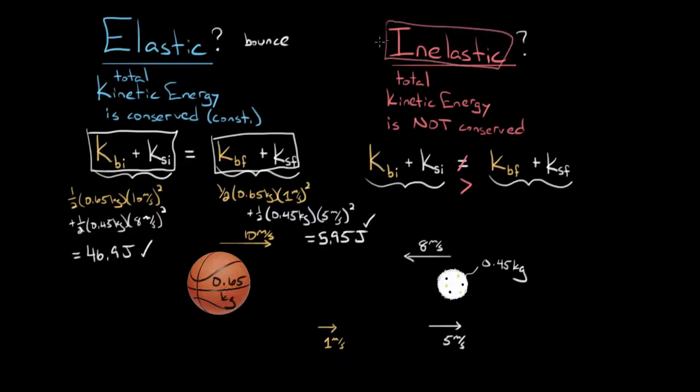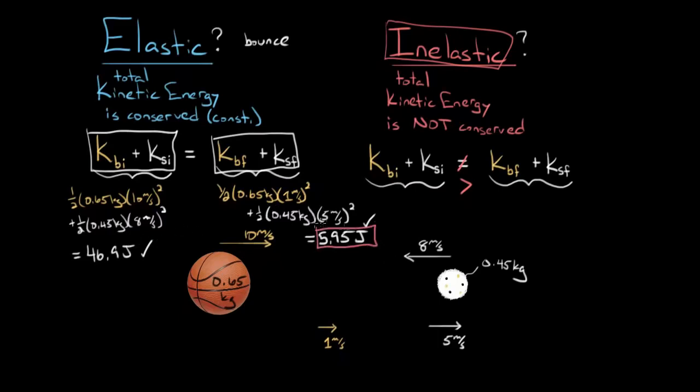But if you're clever, you can just look at the numbers here. You didn't actually have to go through all this work. You could just say, hey, the basketball started with 10 meters per second. It ends with 1 meter per second. It's definitely got less kinetic energy than it did before. And this ice cream scoop started with 8 meters per second, and it ends with 5 meters per second. It also ends with less kinetic energy than it did before. So this final kinetic energy has to be smaller than the total initial kinetic energy.